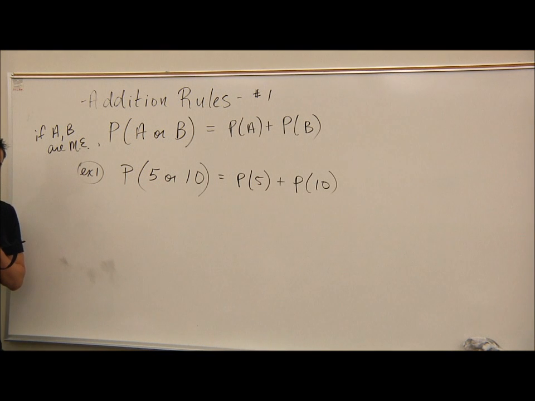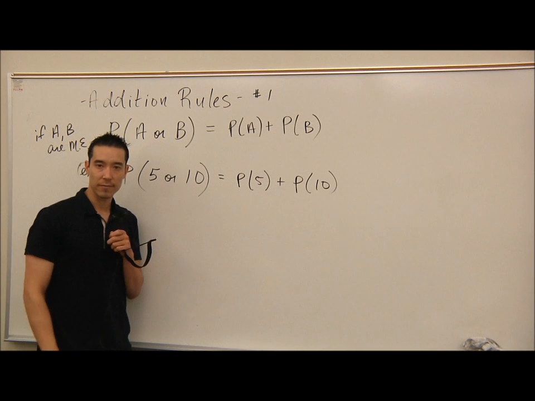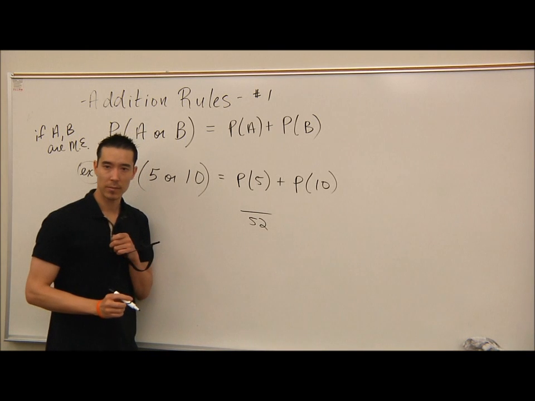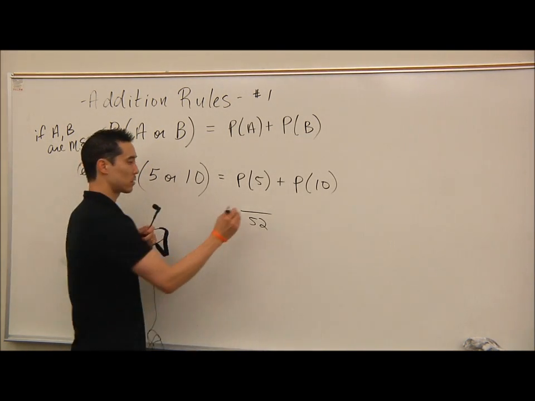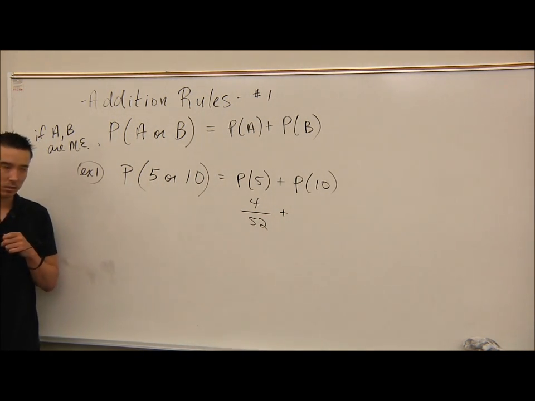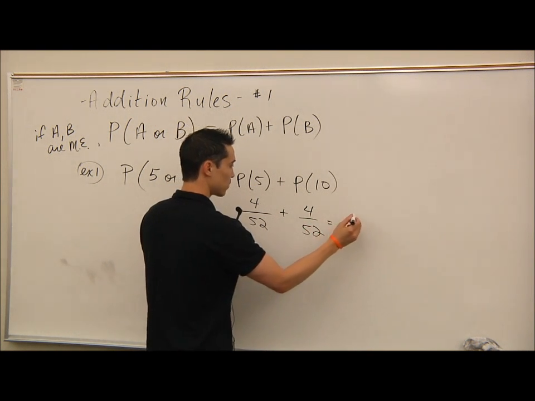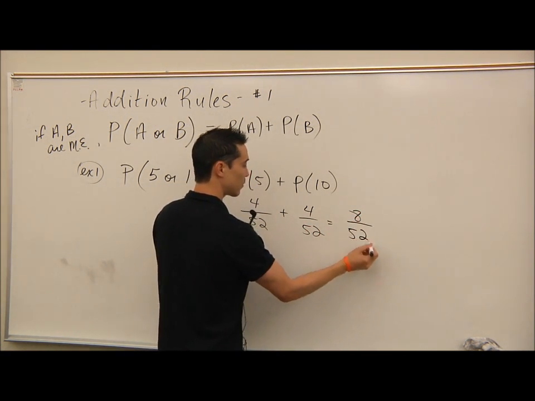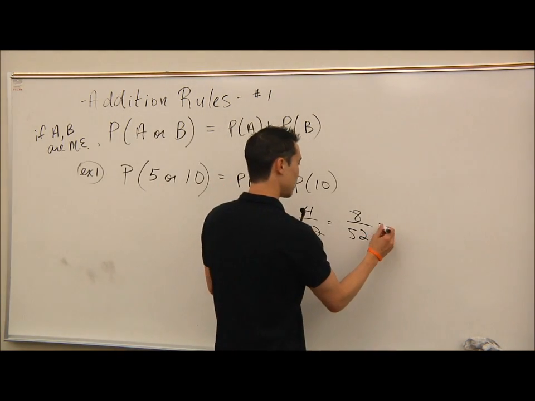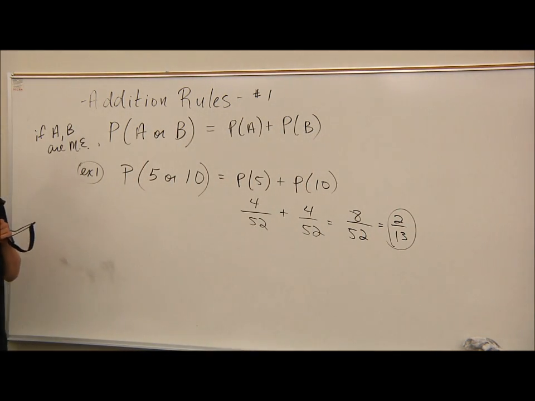Now we have to go back and remember classical probability. What is the probability of drawing a 5? Well, how many cards are there? 52. How many of those cards are 5s? 4. Great. Similarly with the 10, I have 52 cards. 4 of them are 10s. And this will give me 8 out of 52. We should be able to reduce that down, divide everything by 4, to 2 13ths. That is the probability of drawing a 5 or a 10.